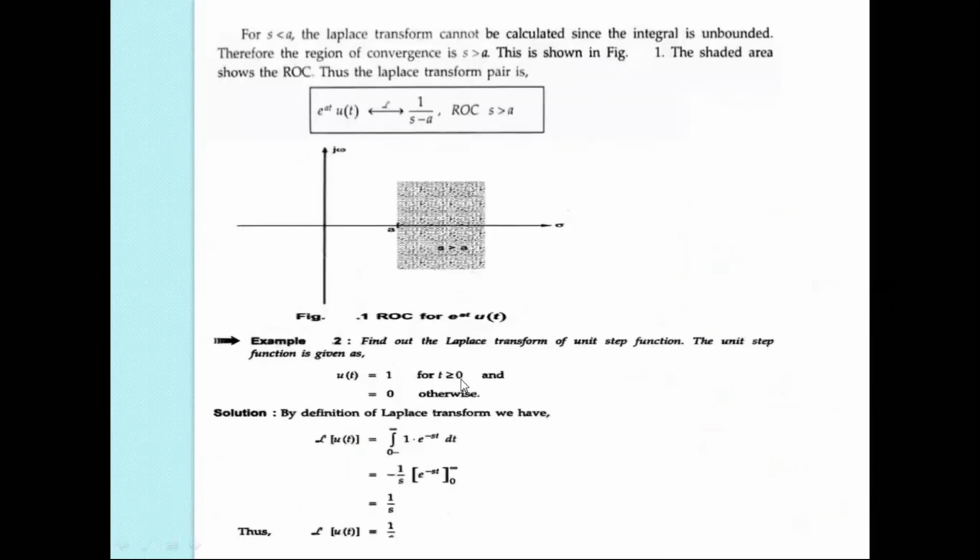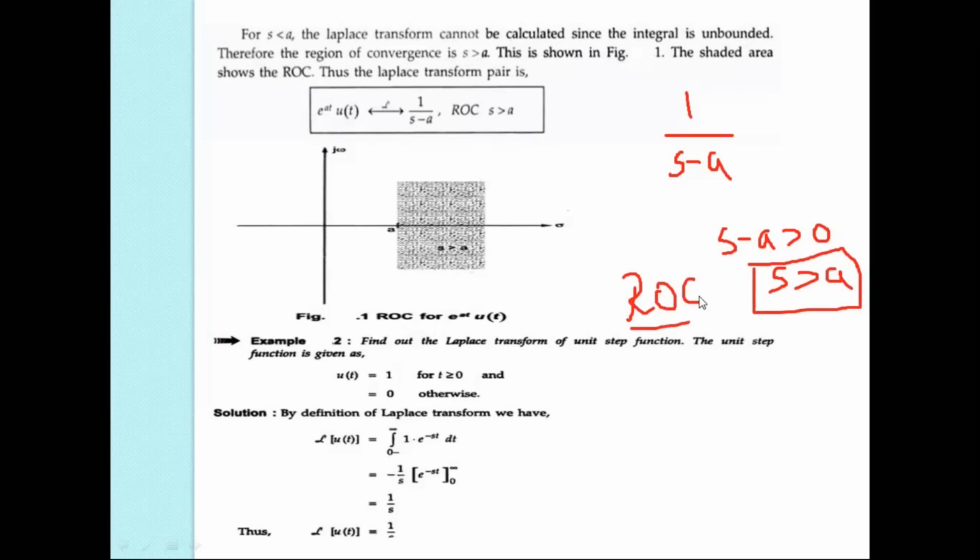We come to the next example. See, before going to the next example, you can see that for s less than a, the Laplace transform cannot be calculated. So we got s minus a, the region of convergence. Take the denominator and keep it greater than 0, that is s greater than a. This we call the region of convergence, ROC, my students.